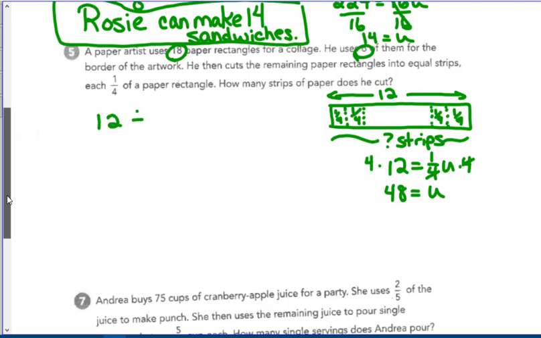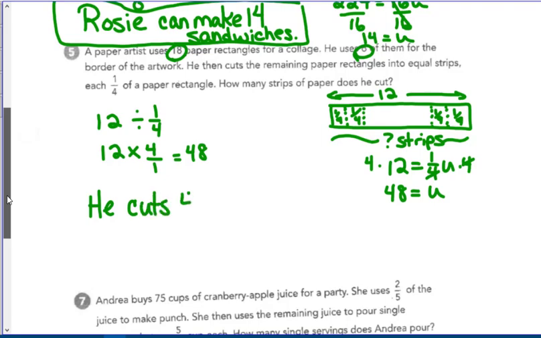Otherwise, I would take 12 and divide it by 1/4 if I'm not doing the bar model, which we know is 12 times, keep it, change it, flip it, multiplied by the multiplicative inverse, which is 48. And again, to check this, I would do 48 times 1/4, the multiply problem that goes along with this. 48 times 1/4 would give you 12. And you could take out your calculator and practice. Oh, there's the bell. He cuts 48 strips of paper. There's my sentence.